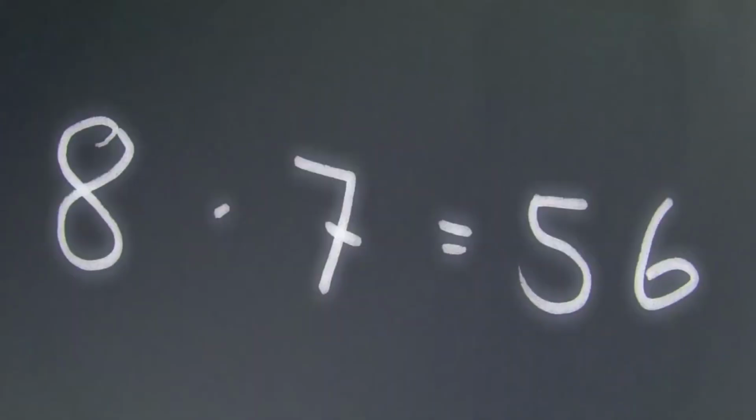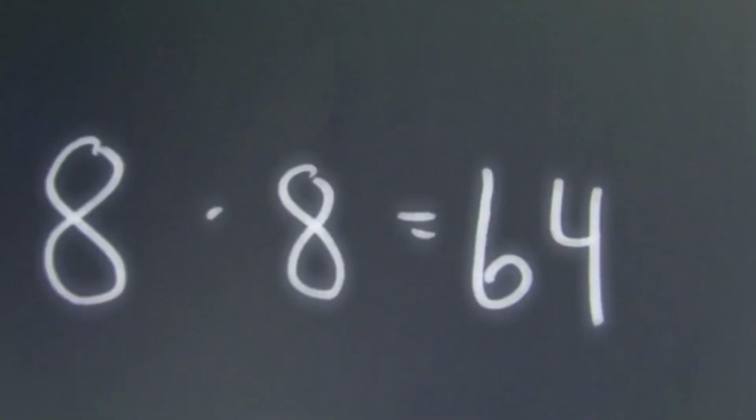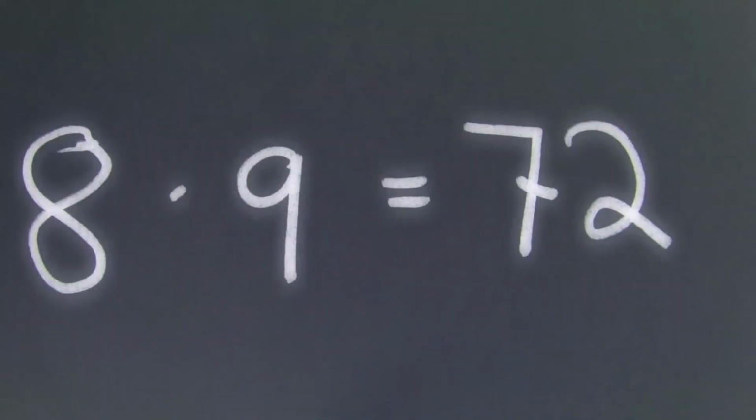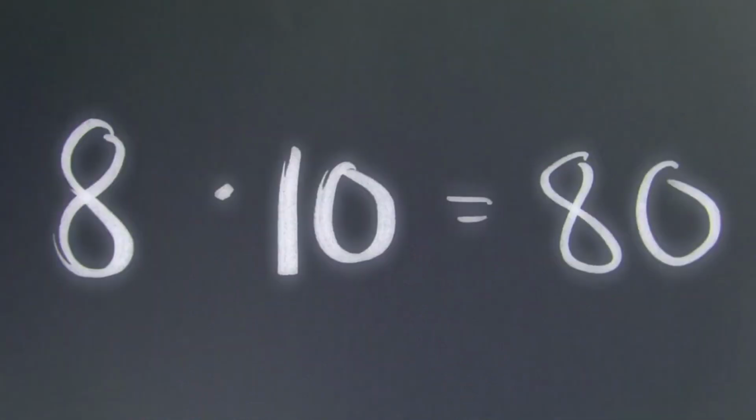8 times 7 is 56. 8 times 8 is 64. 8 times 9 is 72. 8 times 10 is 80.